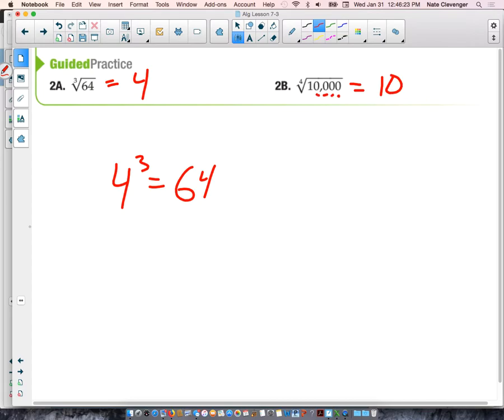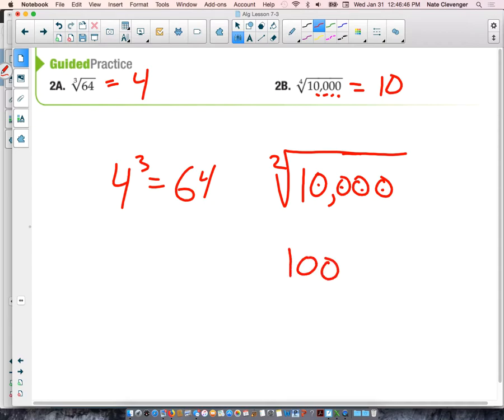Divide that by the index of 4. 4 zeros divided by 4 would be 1 zero, which is 10. Okay? If I had the square root of 10,000, how many zeros do I have? 4. 4 divided by the index would be 2. 2 zeros, which is 100.